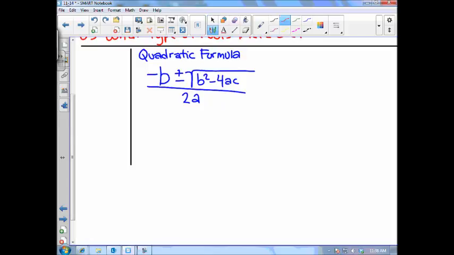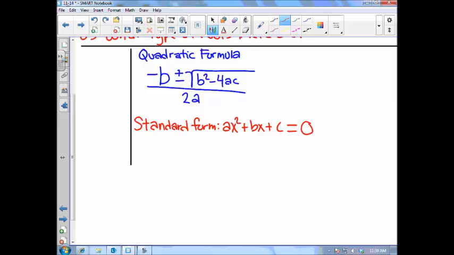Okay, so from the standard form, which is ax squared plus bx plus c, make sure it's set equal to what? 0. Then it's easy. Ax squared plus bx plus c, make sure it's set equal to 0, then it's easy, right?